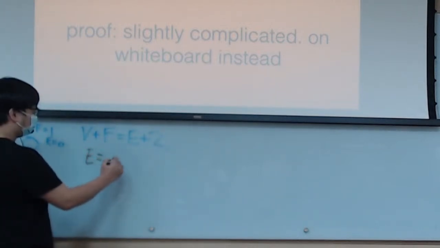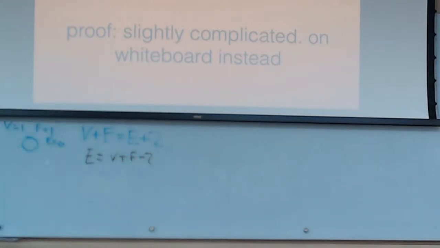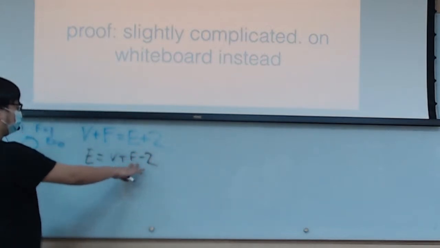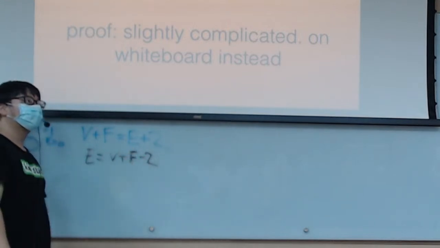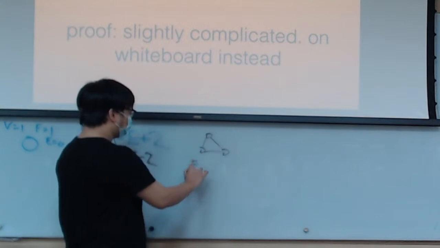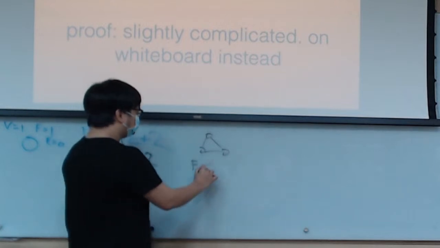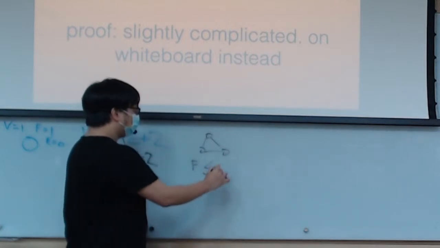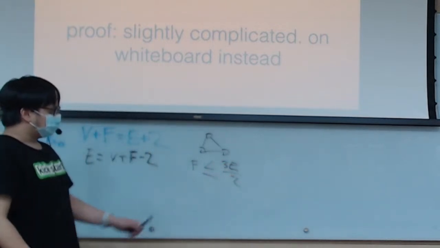So E is P plus F minus 2. And then the number of faces is bounded by something, because each face has some number of edges. So the number of faces is bounded by 3F divided by something like that. I hope it's correct.